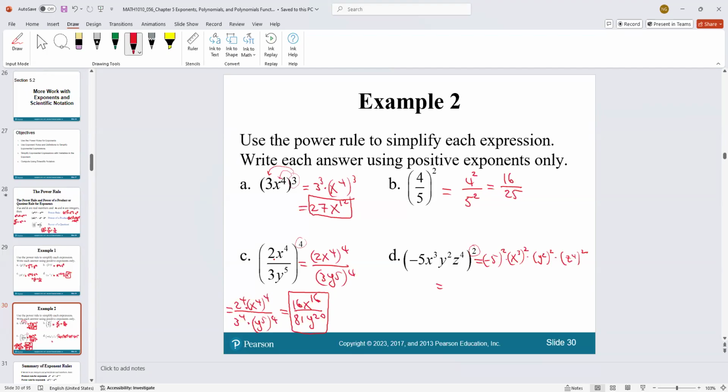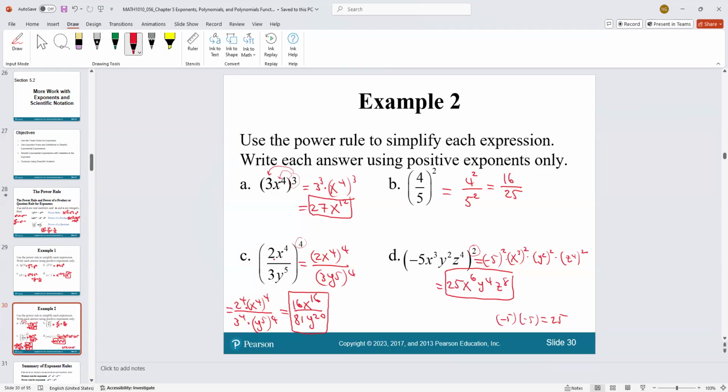Now, -5 power 2 gives you 25. X power 6, y power 4, and z power 8. Remember, why we said 25 is because -5 times -5. Remember, -5 power 2, we have two negatives become positive. So don't forget this, very important.